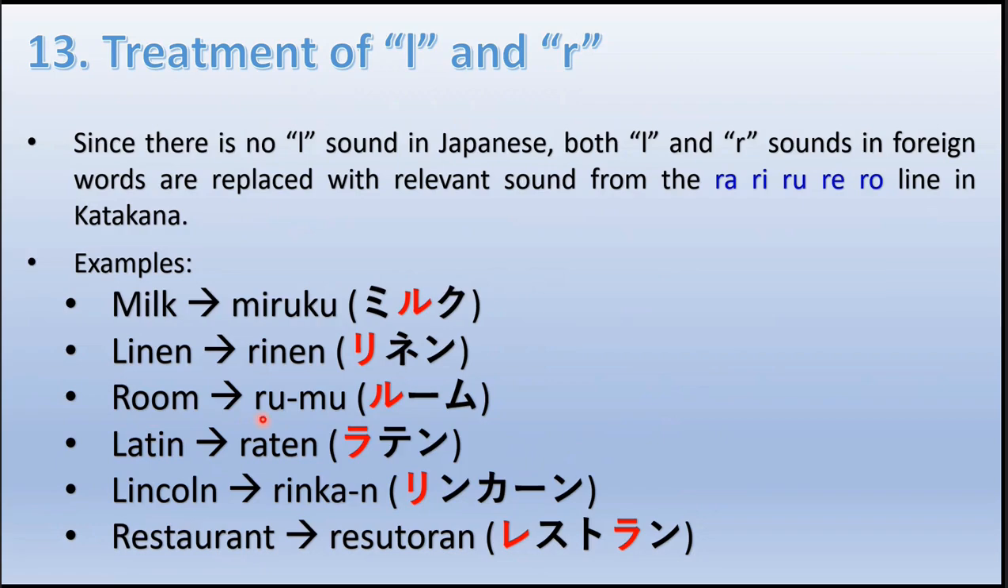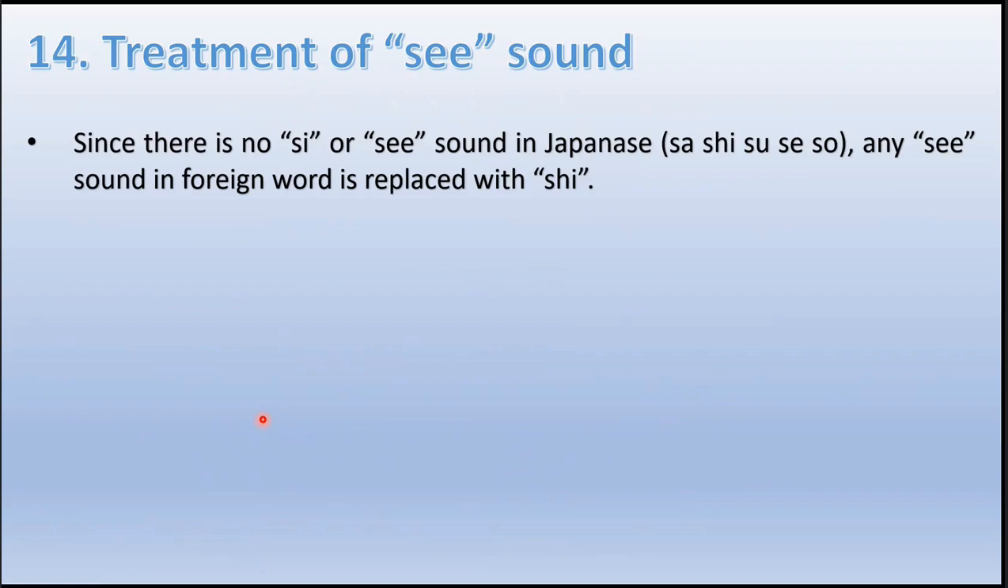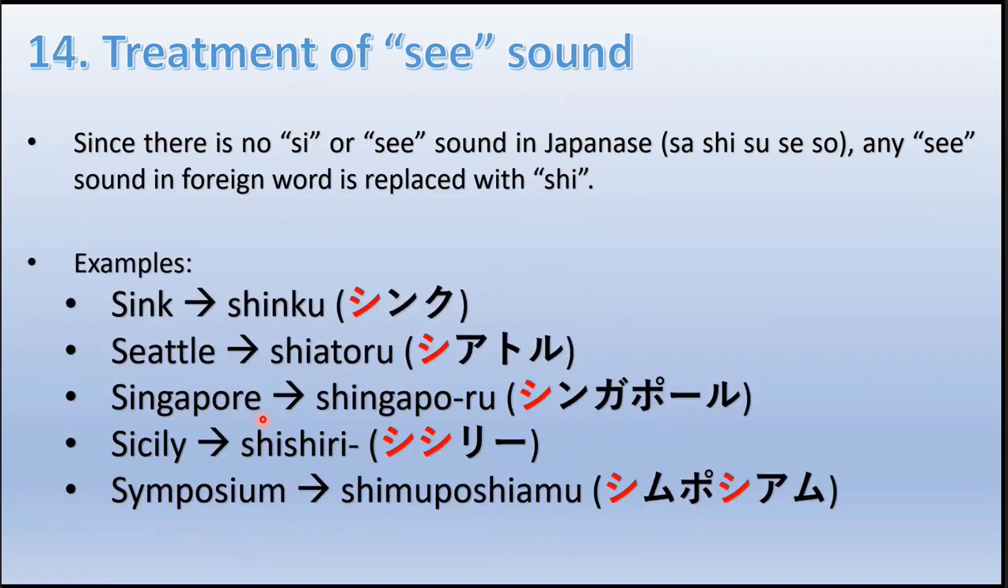Next is rule number 14, treatment of the C sound. Again, we know that in Japanese we have sa, shi, su, se, so. So there is no C sound, while in foreign words there are plenty of C sounds. What we need to do in Japanese is just replace that C with the available sound. There is no C sound in Japanese. These are a few examples. Sink becomes shinku. Seattle becomes shiatoru. Singapore becomes shingaporu. Sicily becomes shishiri.